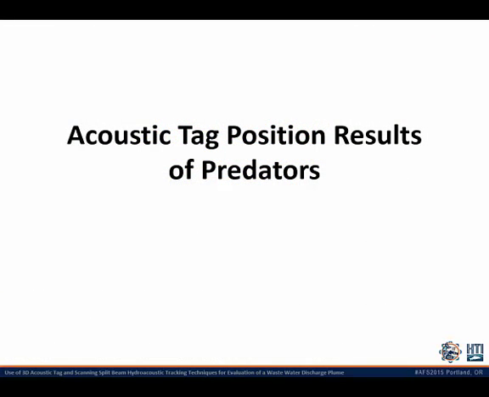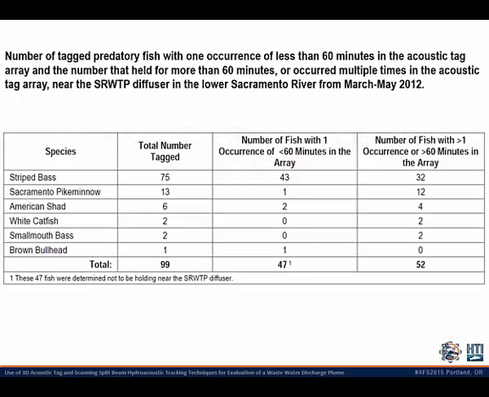So now I'll go into acoustic tag position results of the predators that were tagged. As I mentioned before, there were 99 predators that were tagged, and of those 99, 47 of those fish that were tagged, they were caught within the area of the diffuser, they were brought to the surface, they were tagged and released in the same place. 47 of those 99 immediately exited our acoustic array within 60 minutes and were never seen again. Of the other 52, those were seen multiple times in the array and over at least 60 minutes in the array.